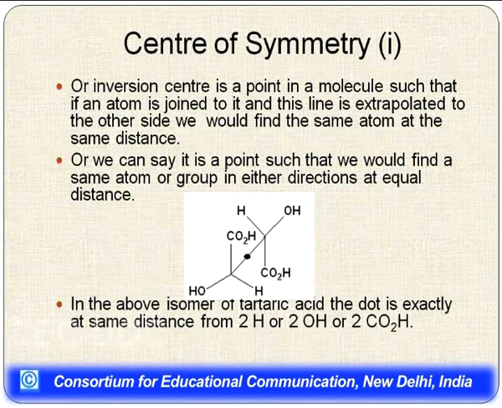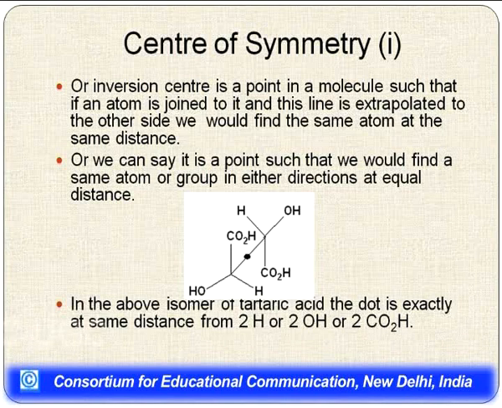This is not a bookish definition; I have given it in simple terms so that you can understand it. If we move from this point to this OH, we would find OH at a certain distance, and if we move in the other direction, we would find the OH at the same distance, and we may draw a line passing through this point from the OH to the other hydroxyl group. So, I have written here that in the above isomer of tartaric acid, the dot is exactly at the same distance from two hydrogens, two hydroxyl groups and two carboxyl groups, right.